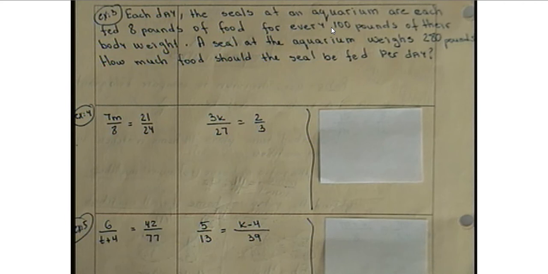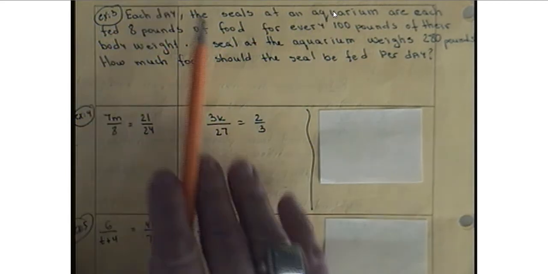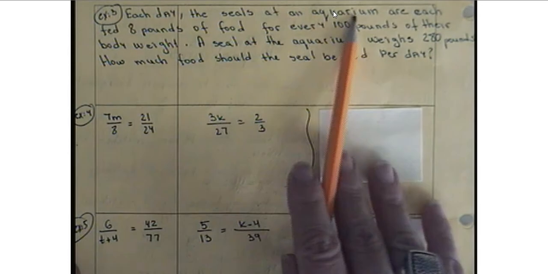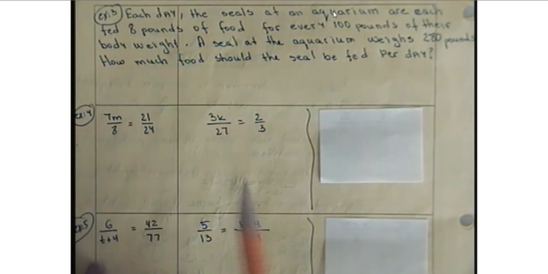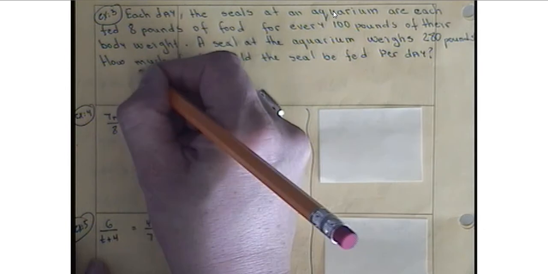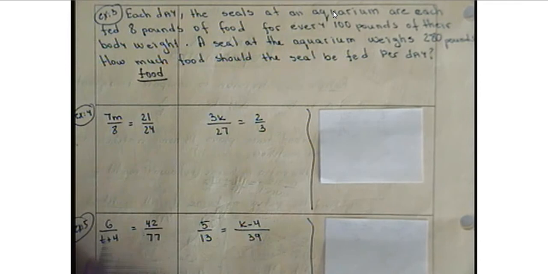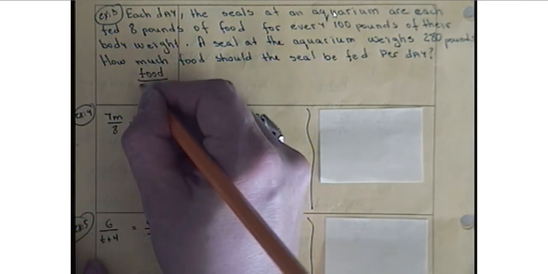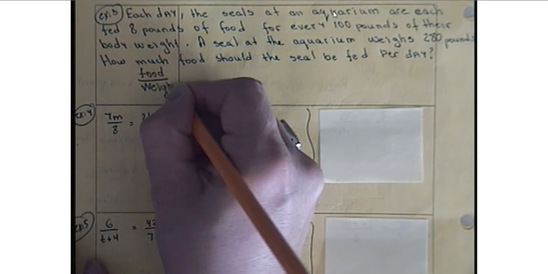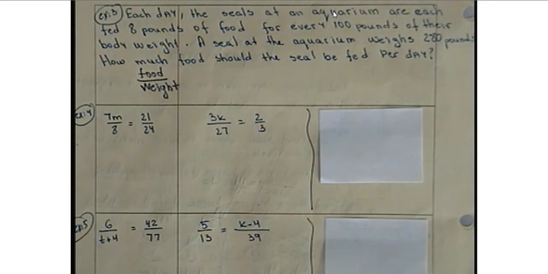So, two things happening. We have how much food they eat in pounds, and also we know the weight of the seal. So let's set up the proportion. We're going to begin again. The seal eats in the aquarium each day 8 pounds of food. So I'm going to write my ratio to look like food to weight. This is what we know, and that's what we want to set up as a proportion.